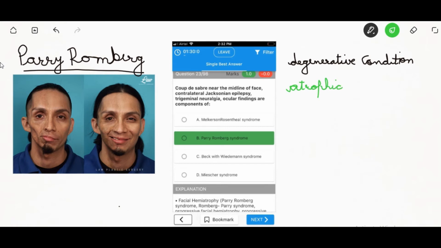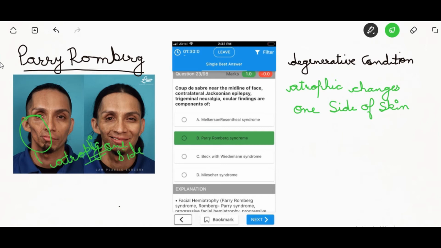The onset of the syndrome is usually in the first 2 decades. There is atrophy of the skin and subcutaneous structure in a localized area of the face. The hypoplasia of the underlying bone may also occur. The most important feature is coup de sabre. What is coup de sabre? It is like a strike of a sword, a sharp line of demarcation that resembles a large linear scar between the normal and abnormal skin near the midline of the forehead, also known as linear scleroderma.